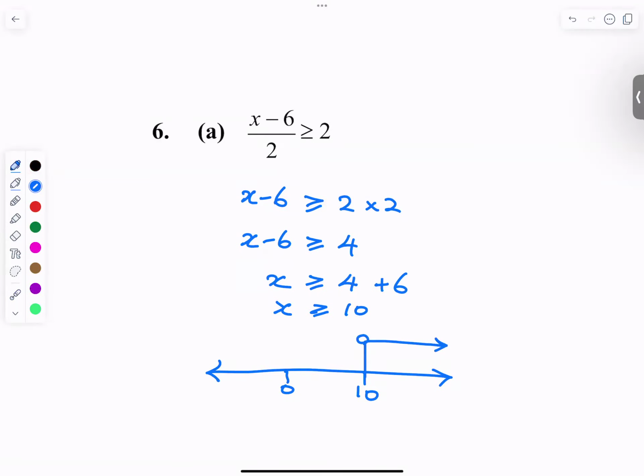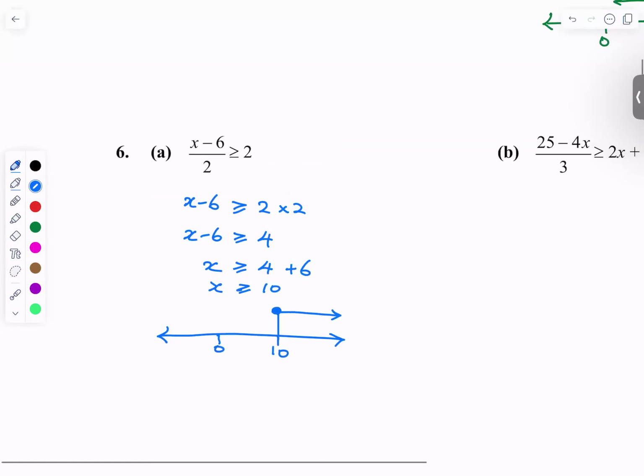Do I blacken the circle? Yes, because there's an equal sign. Without blackening, you don't get the answer. You don't get the mark. In actual DSE, there's no mark for the drawing, but for school exams, you do actually.